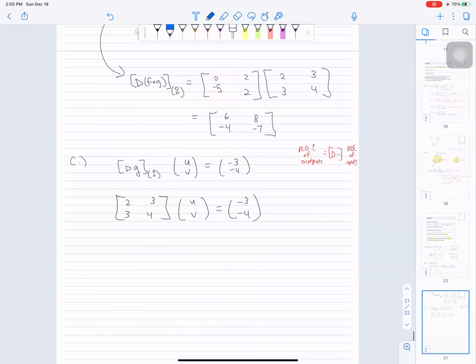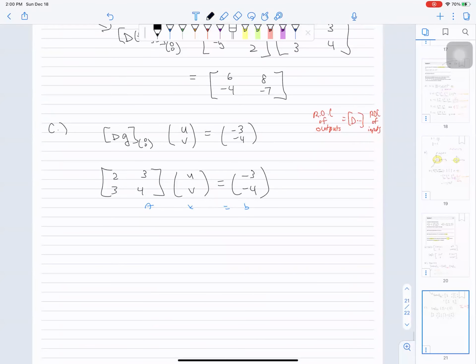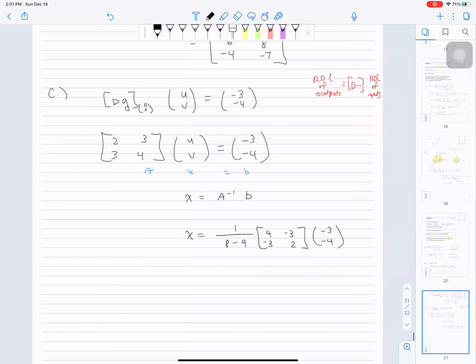So here again, we have an AX equals B question. Because it's a smaller 2 by 2 matrix, let me try solving it using the inverse way. The inverse way says X equals A inverse B. In other words, X equals, what's the inverse of this matrix? The formula for that is 1 over the determinant. The determinant is 8 minus 9. I switch the main diagonal terms and negate the off-diagonal terms, and then times B. B is -3, -4. So I have 1 over -1. Here I have -12 plus 12 is 0, and then 9 minus 8 is 1. So I get 0, -1.